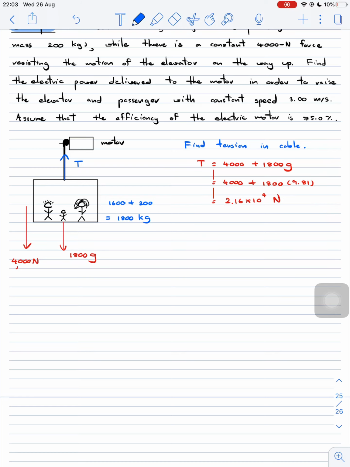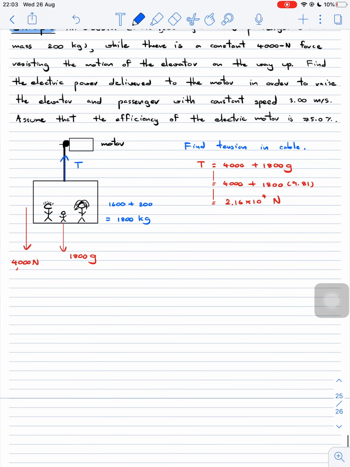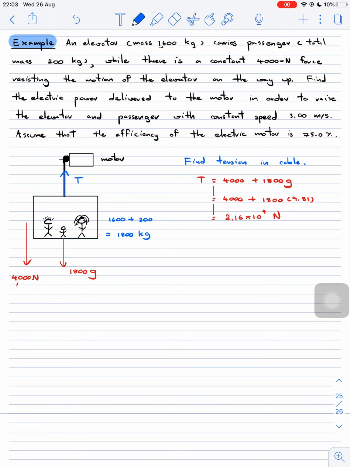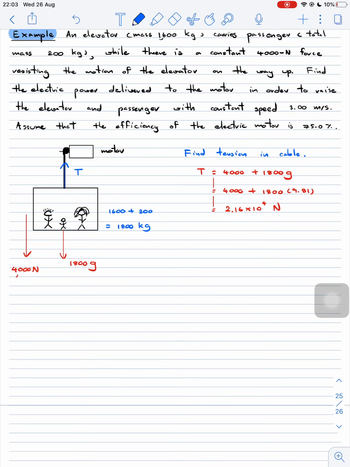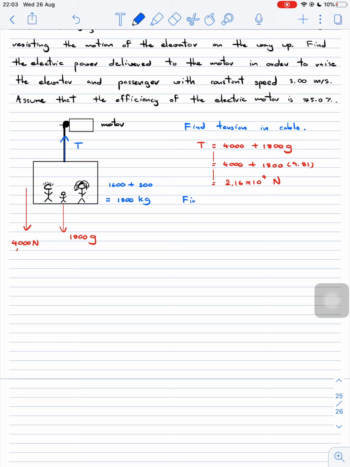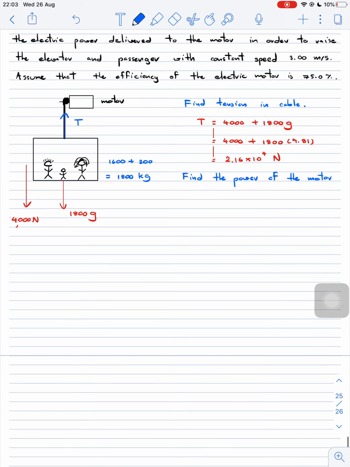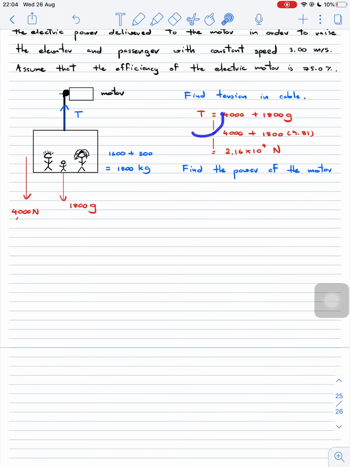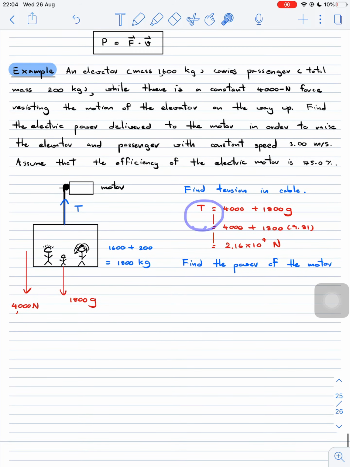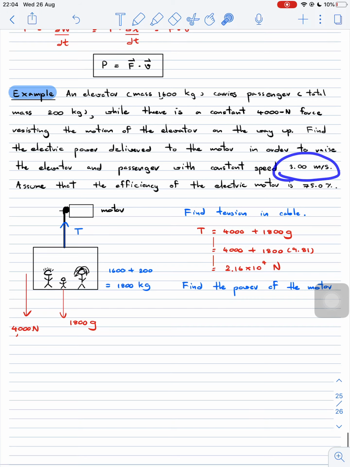So then what else, right? Now we just want to find the power of the motor. Okay, let's find the power of the motor. So then again, we know the force, and we know the velocity equal to 3 meters per second. Then we can use this equation to find the power of the motor.